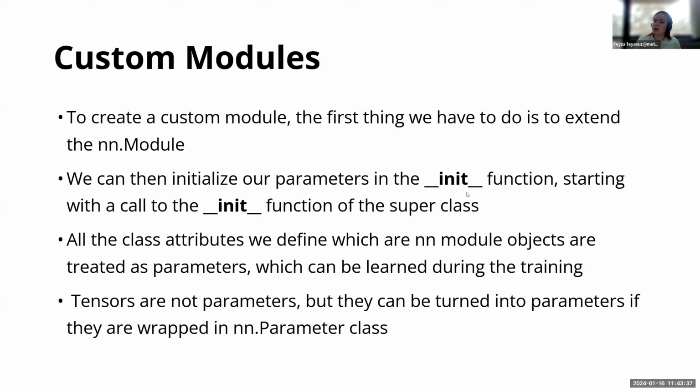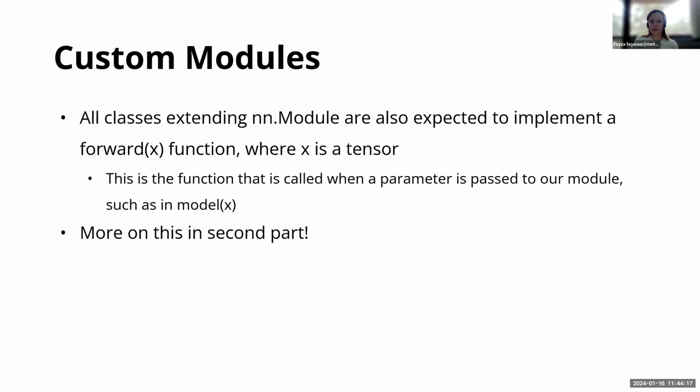Recall that we had this in our dataset and data loaders. This is like a constructor, starting with a call to the init function of the superclass. And all of the class attributes we define, which are NN module objects, are treated as parameters, which we can learn during the training. Tensors are not parameters, but they can be turned into parameters if they're wrapped in the NN.Parameter class. I am not going into detail and giving an example about it because in the next session, you will see how to create an MLP implementation.